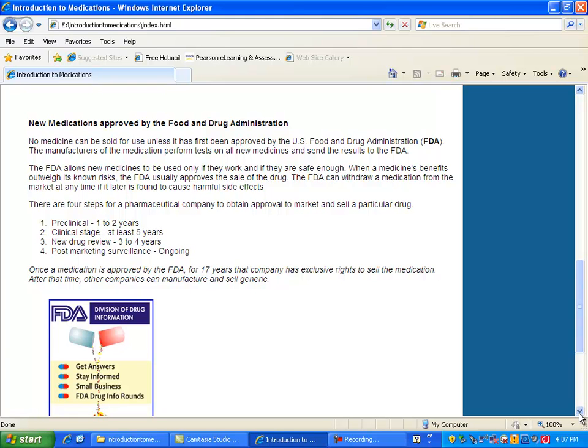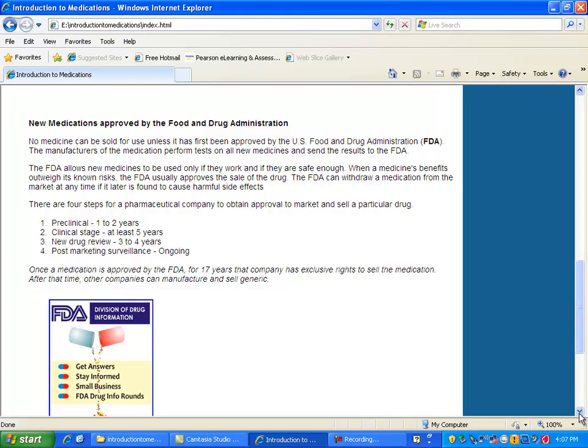The FDA allows new medicines to be used only if they work and if they are safe enough to give to the U.S. population. When a medicine's benefits outweigh its risks, the FDA usually approves the sale of the drug. The FDA can withdraw a medication from the market at any time if it is later found to cause harmful side effects. There are 4 steps for a pharmaceutical company to obtain approval to market and sell a particular drug.